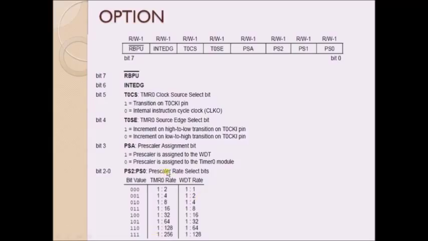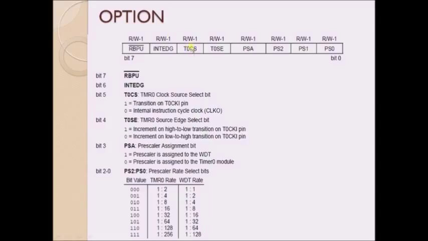Now if you are assigning this prescaler to the watchdog timer, then it will have its own ratios. Like if it is programmed to 0, 0, 0, then for every single clock cycle, this watchdog timer gets incremented by 1. So this is how we are going to program this option register. Here RBPU is related to the pull-up of port B, and this is the interrupt edge select. And if you want to use this Timer0 peripheral as a timer or as a counter, then you have to program T0CS.